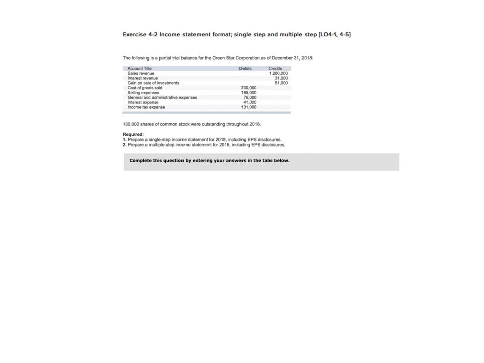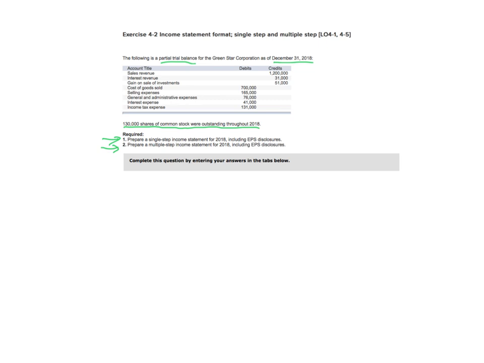This problem provides us with the partial trial balance for Greenstar Corporation as of December 31st, 2018. They also tell us that there's 130,000 shares of common stock that were outstanding throughout the entire year. They want us to prepare a single step income statement and then prepare a multi step income statement using the information that we have above.